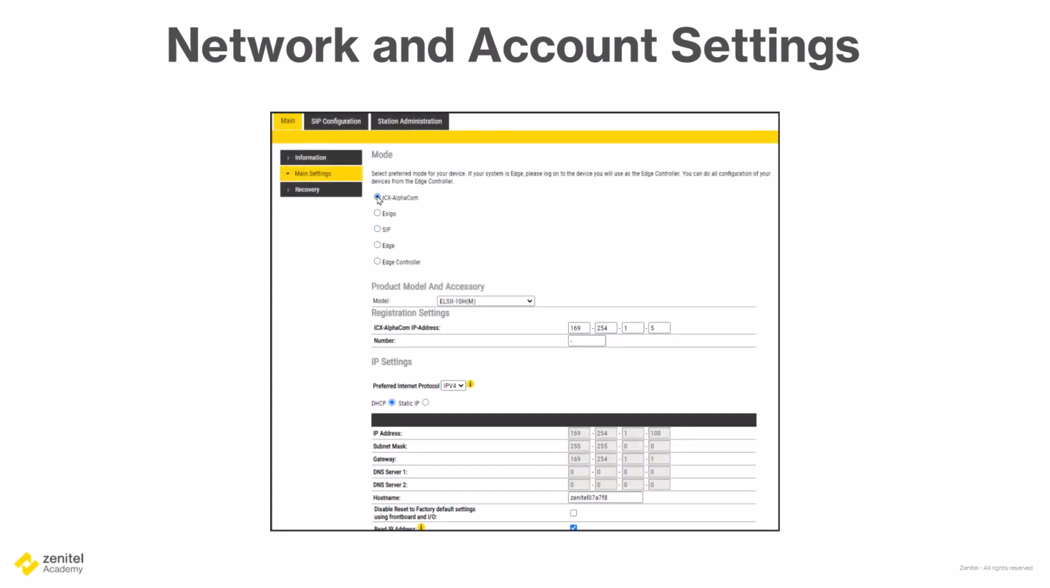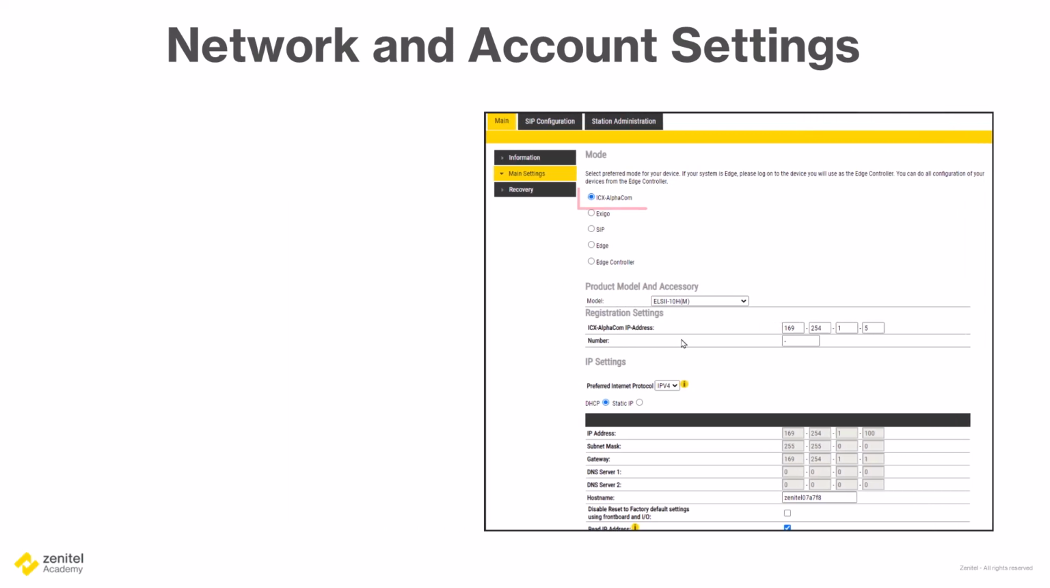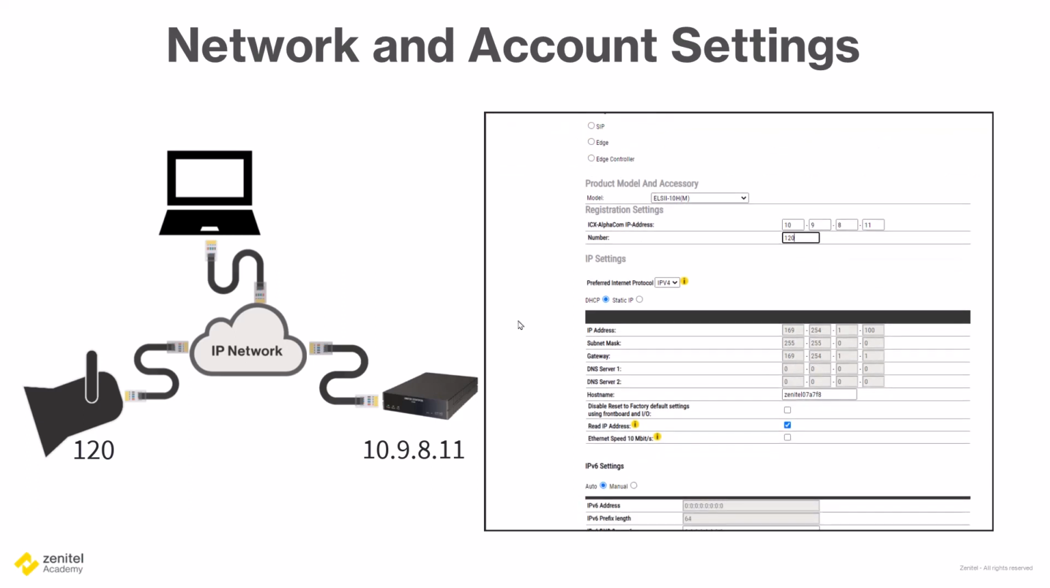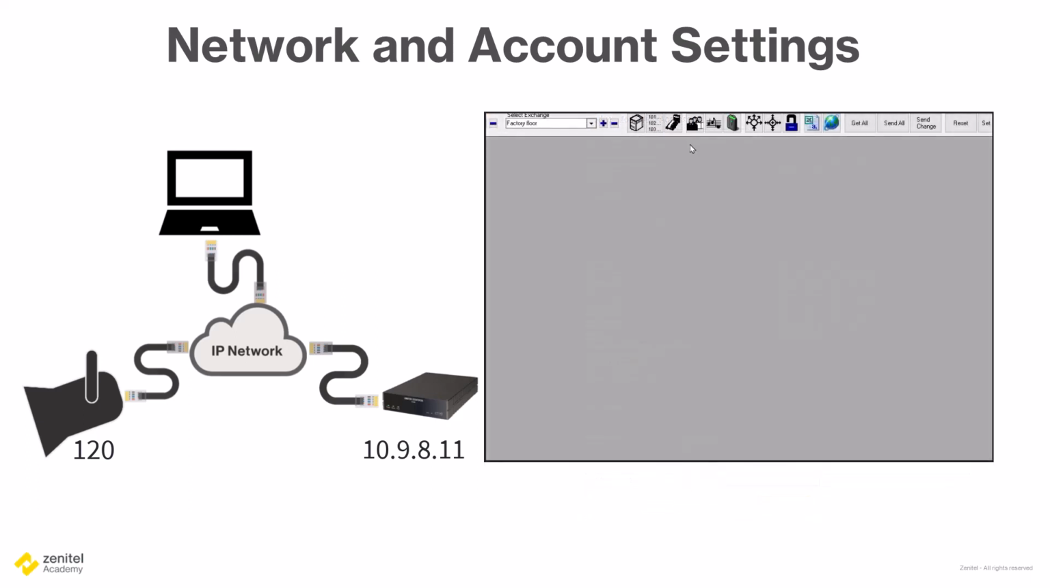If you are using the IP speaker in ICX Alpha COM mode, you need to enter the IP address of the ICX server, and the directory number of the IP speaker. You need to configure a corresponding setting in the ICX server, using the Alpha Pro configuration tool.